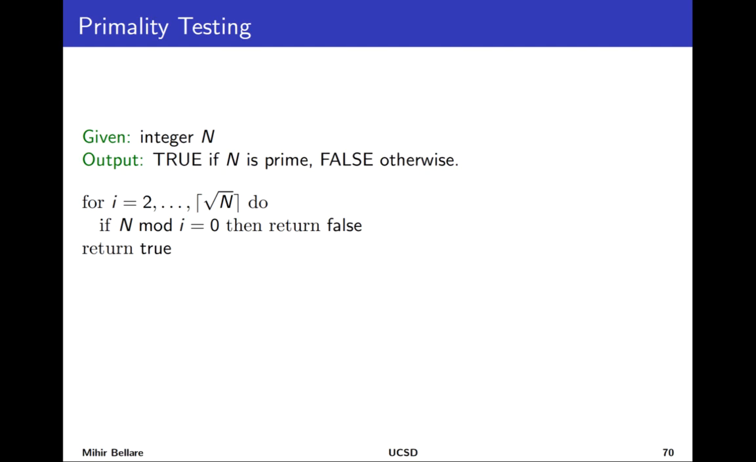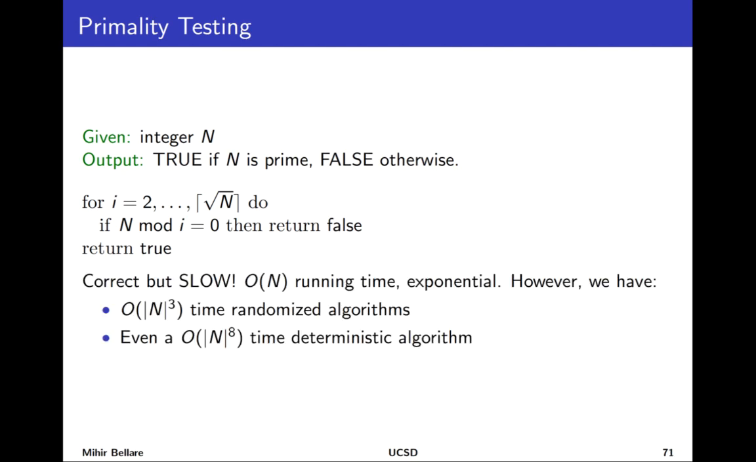I just trial divide. I take various numbers starting from 2 and maybe going all the way up to the square root of n. Why do I stop at the square root of n? Because if there's any non-trivial divisor, there'll be one smaller than that. And I divide n by the candidate divisor. And if a remainder of 0 comes back, I know that the number n is not prime, so I return false. If I get through the list and I don't find a divisor, it is a prime and I return true.